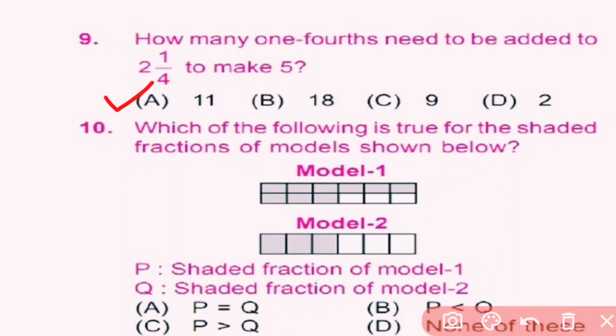Question number 10. Which of the following is true for the shaded fraction of model shown below? Here model 1 is there are total 12 parts and out of 12, 9 are shaded, and in model 2 there are 6 equal parts and out of 6, 3 parts are shaded. We have to compare these two.